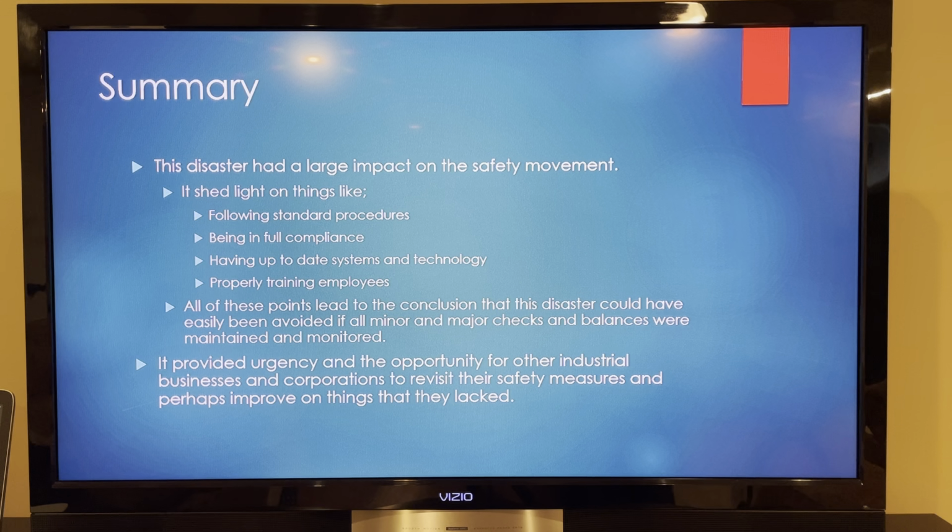All of those points lead to the conclusion that this disaster could have easily been avoided if all minor and major checks and balances were maintained and monitored. It provided urgency and a clear opportunity for other industries, businesses, and corporations to learn from this and possibly revisit their safety measures and perhaps improve on things that they lacked.